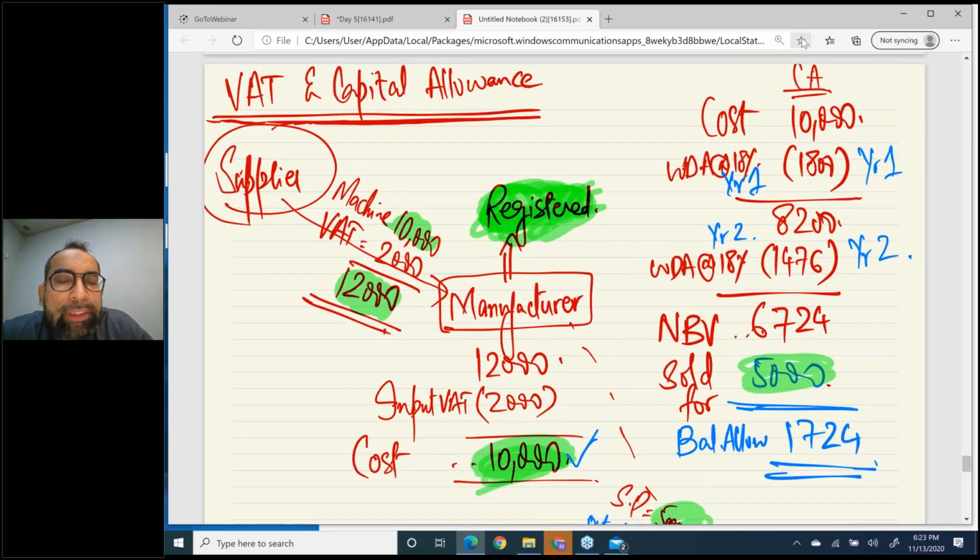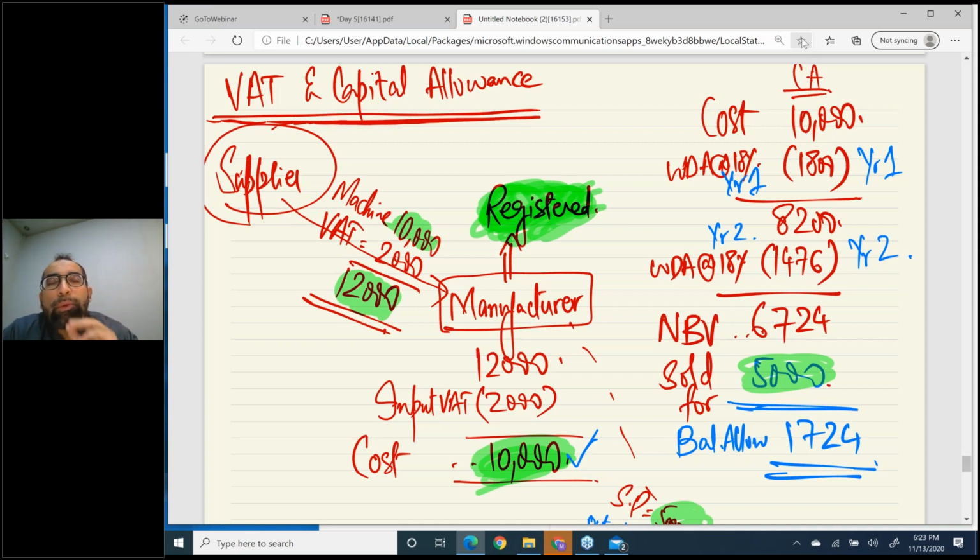First of all, the introduction. When you go to the government to claim capital allowance, the government allows capital allowance on your own cost, the real cost which is incurred by you. The government gives you capital allowance, yes, but on the real cost incurred by you. Now, case number 1.